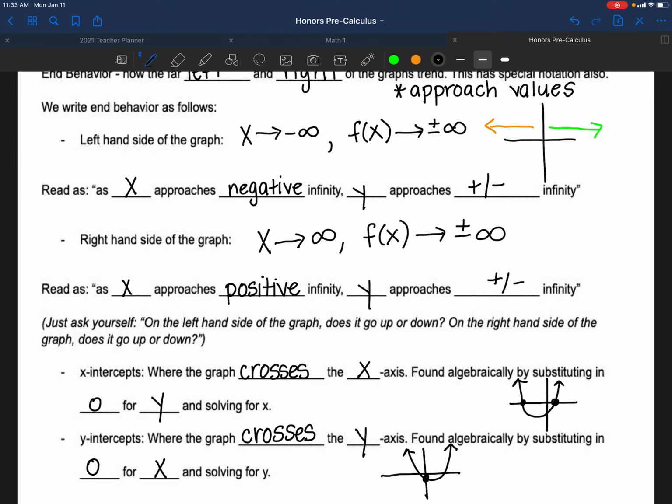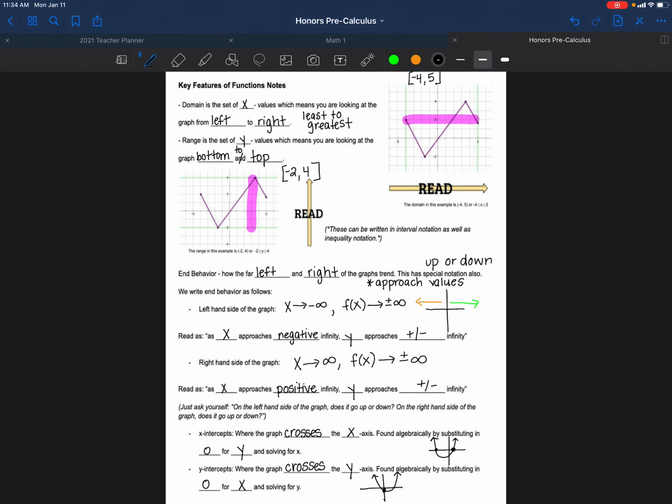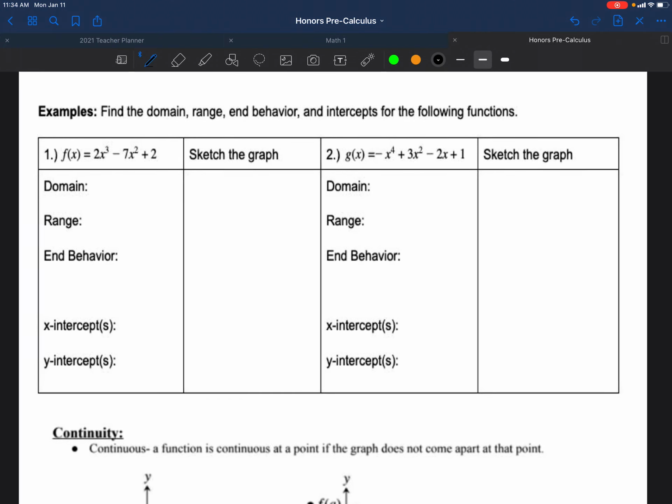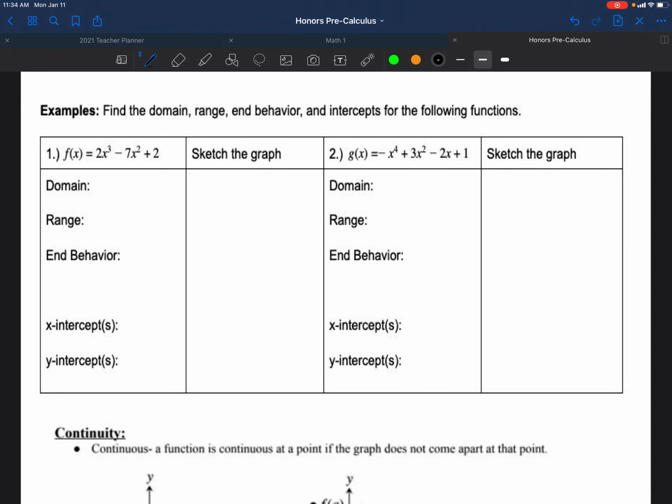So we're going to talk about all of these things, and we're going to kind of bring them all back together. And we're going to talk about them all with different functions. So looking here, we're going to talk about the domain, range, and end behavior, and the x-intercepts of these two particular functions.